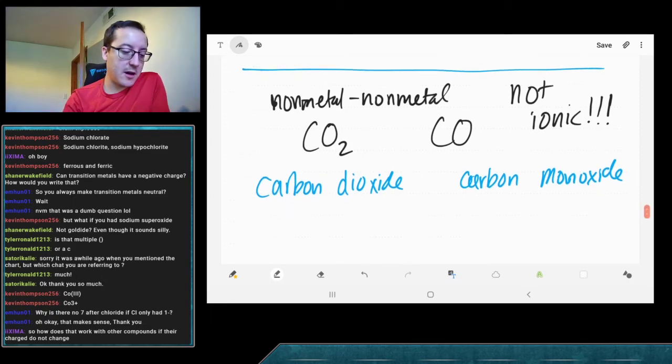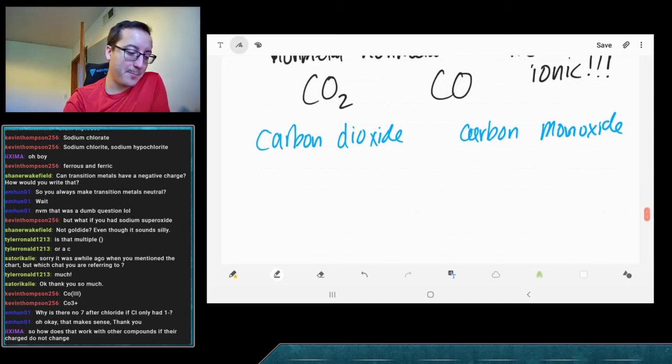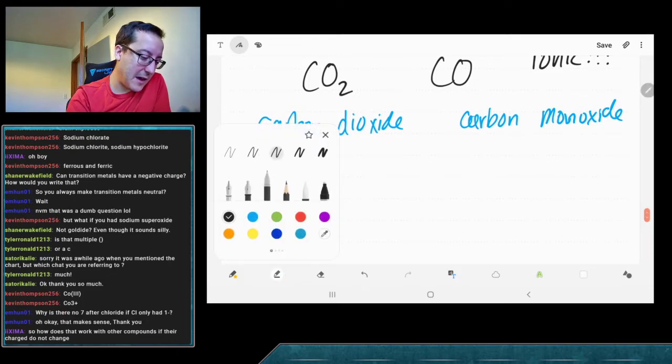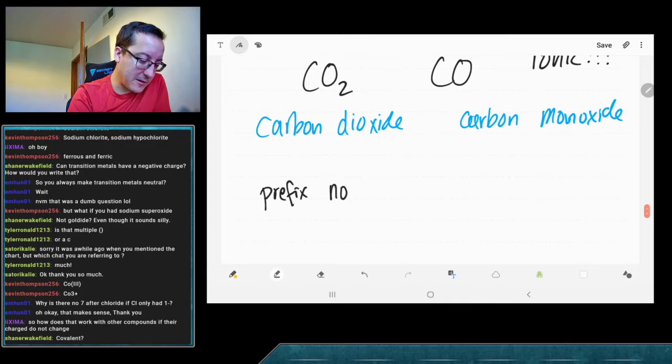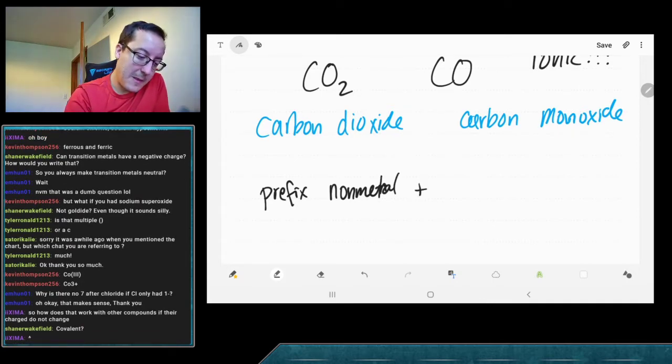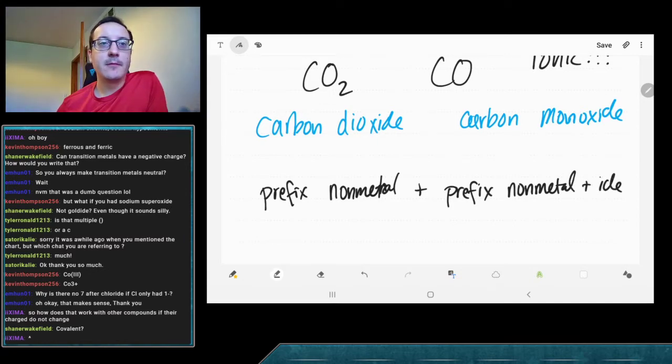And so you've seen these both before, carbon dioxide, carbon monoxide. These are the easiest things to name because we just have to say the prefix, then the first non-metal. Always just do it in the order that you're given. And then another prefix, the second non-metal, and then the "ide" ending. These are going to be covalent compounds, so we'll talk about those later on in the course.